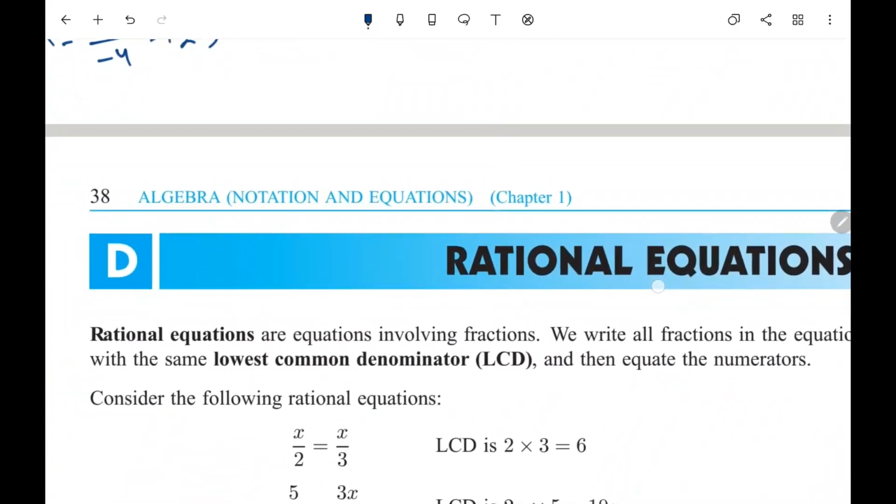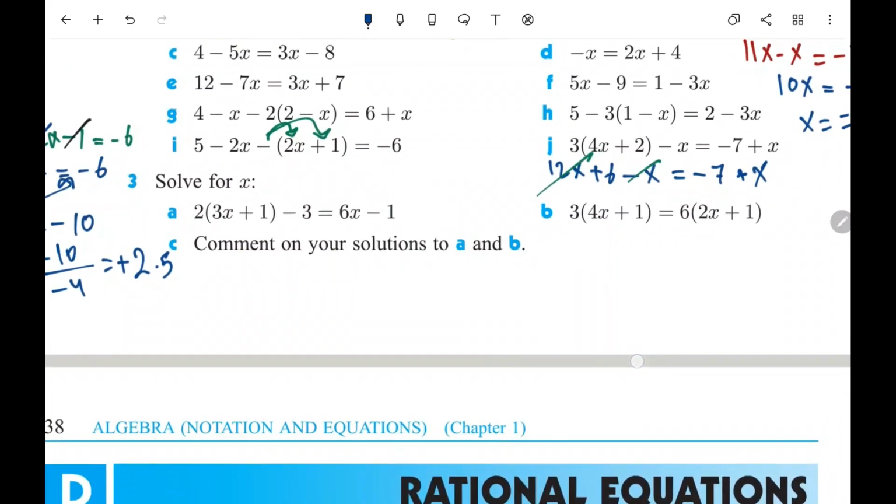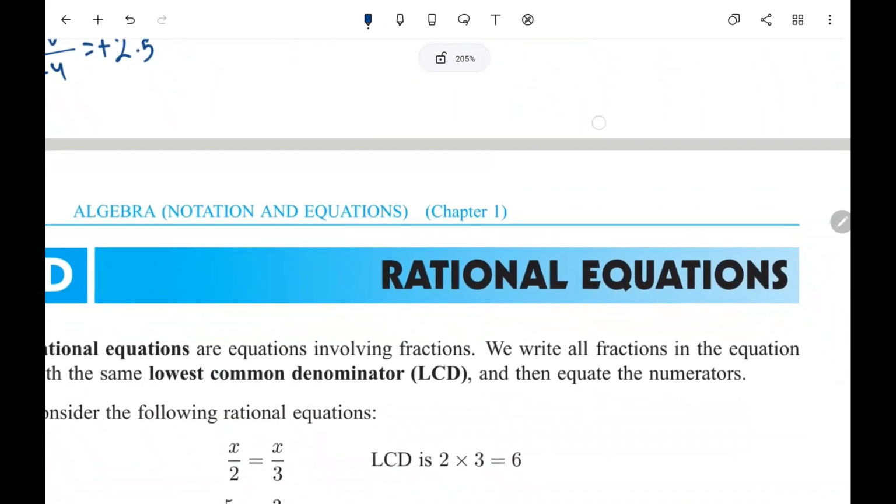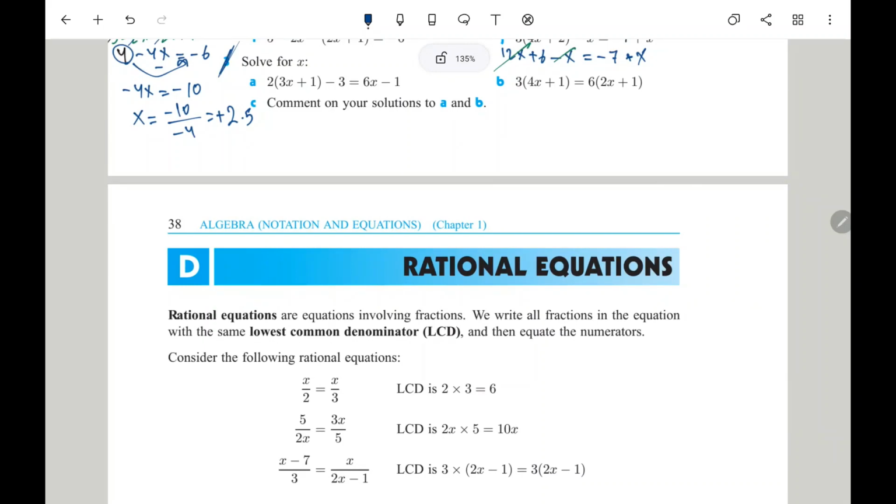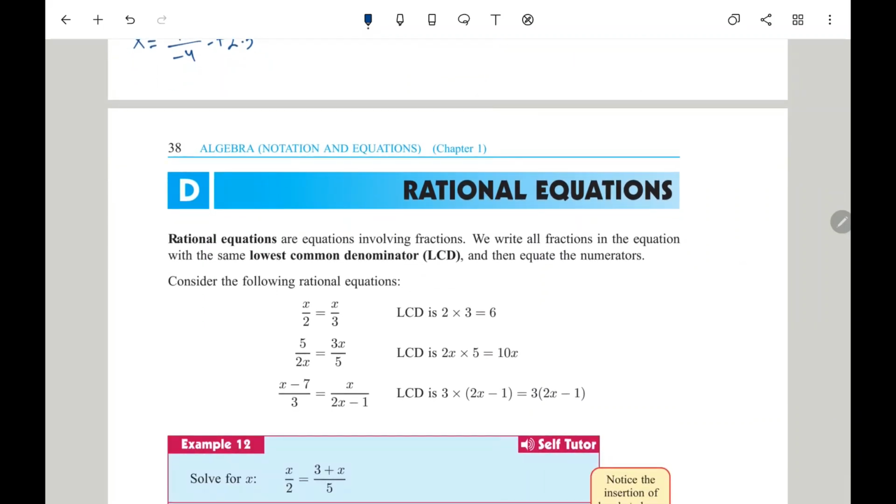Okay, solve for x. I guess that all of these questions, A or B or even 3, will be so familiar for you. Then we are moving to rational equations. At the far beginning, we are dealing right now with fractions with unknowns. So for example, here we have x over 2 equal x over 3. So we need to find the x. We will deal with this part in the next episode of the videos.